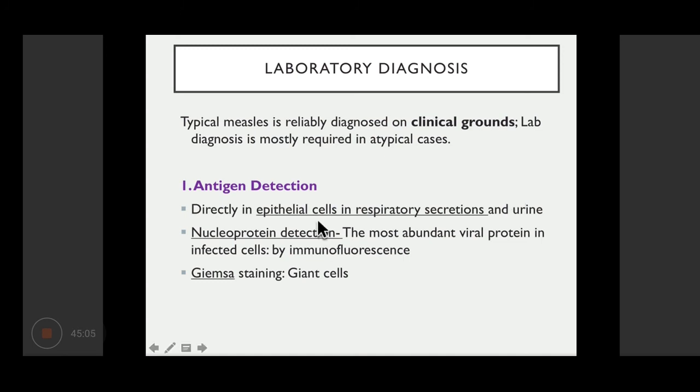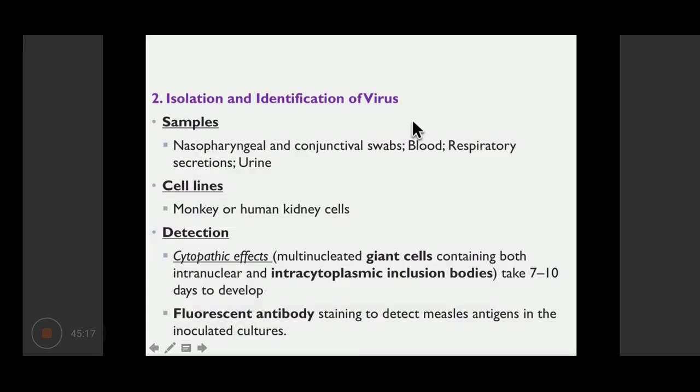Okay, so antigen detection can be done in epithelial cells from the respiratory secretions and in urine. Giemsa staining can help in revealing the giant cells. For isolation and identification of the virus, nasopharyngeal or conjunctival swabs, blood, respiratory secretions, and urine can yield virus. And cell lines like monkey or human kidney cell lines can be used.